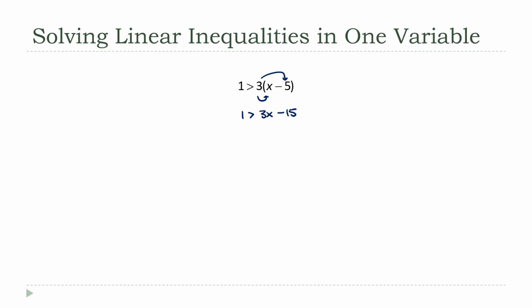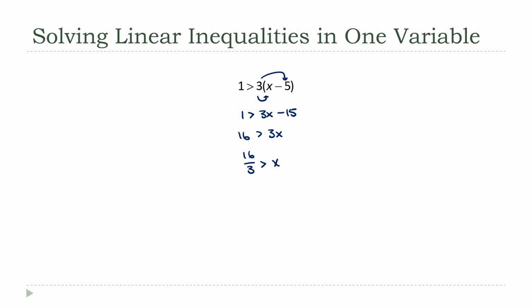We'll add 15 to both sides. 16 is greater than 3x. And then divide both sides by 3. 16 thirds is greater than x. And yeah, technically we're done.